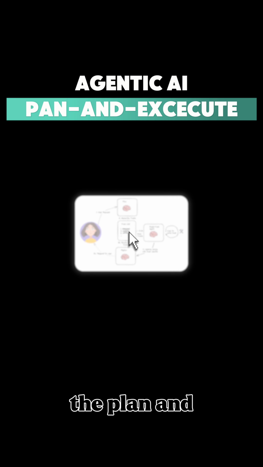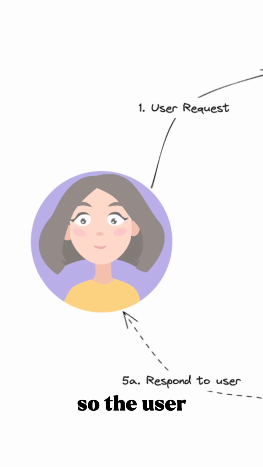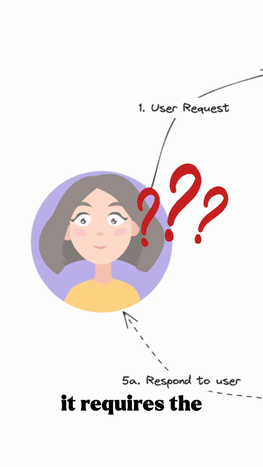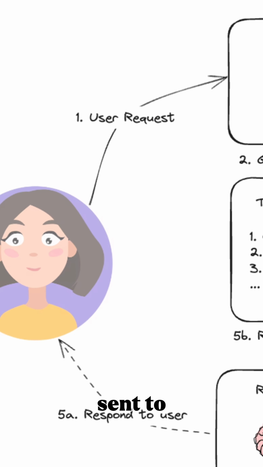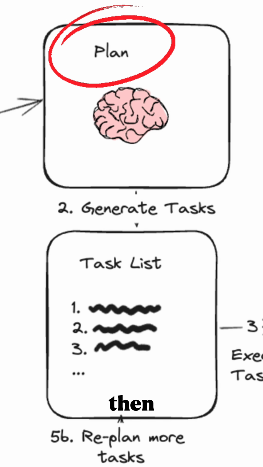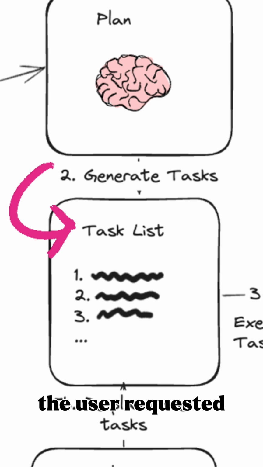So today we are looking at the plan and execute agent, and it's basically starting with a user request. The user has some kind of request which requires the agentic system to plan more thoroughly and have multiple tasks. The user request is being sent to the planner agent. The planner agent then tries to generate a list of tasks based on what the user requested.